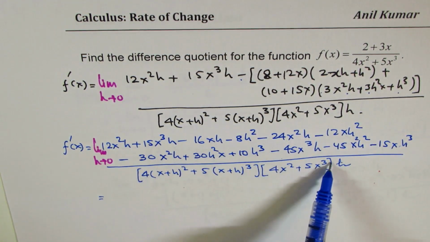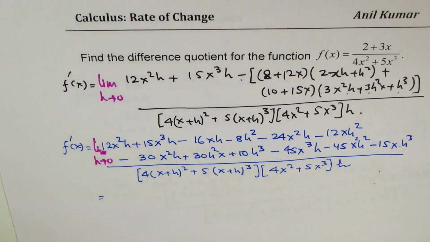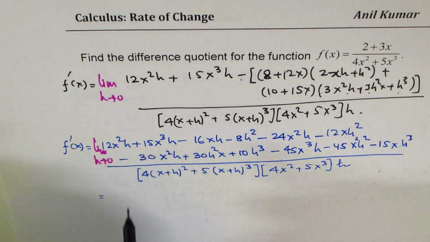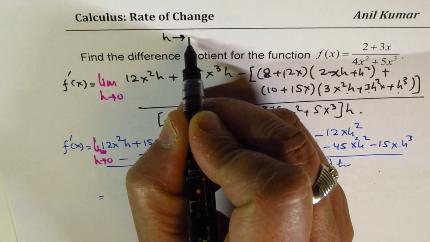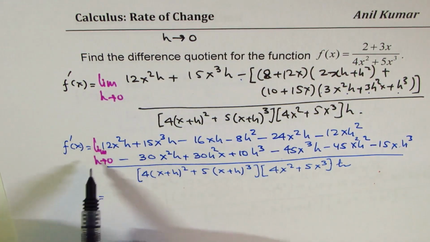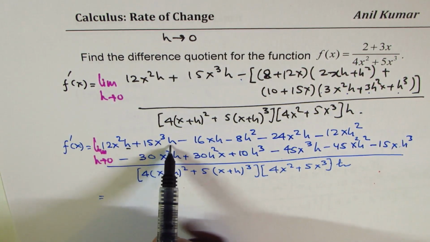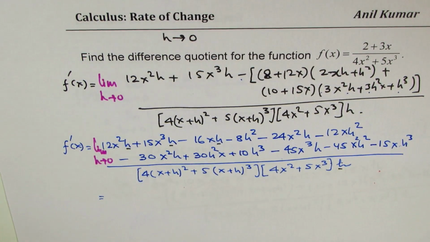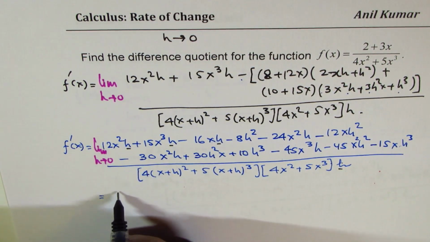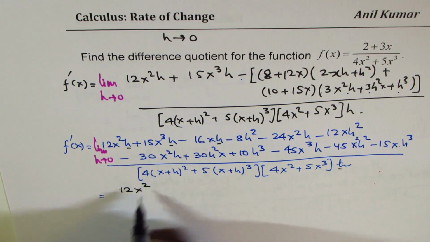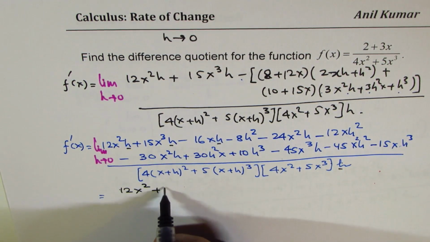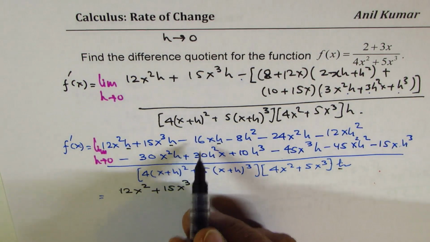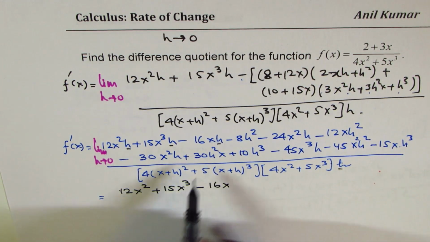So combining the two steps at this stage, I could write this as, let me rewrite. So I'm avoiding the terms which have a higher power of h, correct? So we know h is approaching 0, right? So we are taking h common. You see, everywhere h is common, it gets cancelled with this h. So we could write this as 12x squared, and here we'll write plus 15x cubed, right? Because this h gets cancelled, and here we get minus 16x. So I hope that's clear now, right?